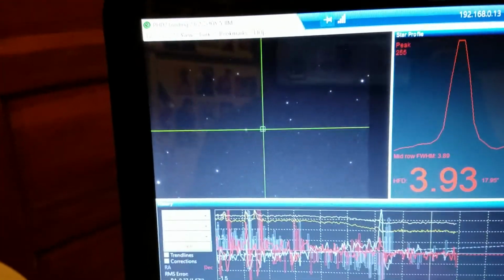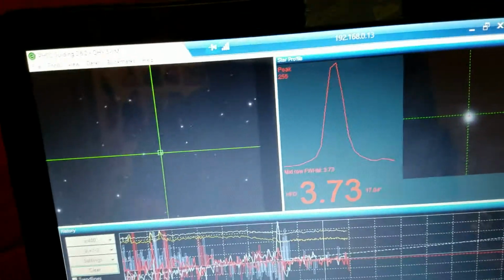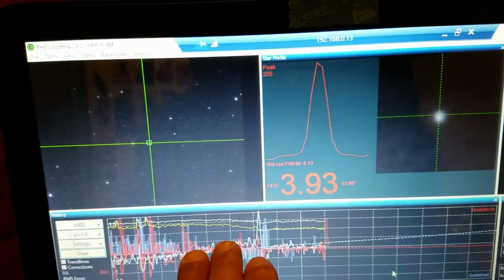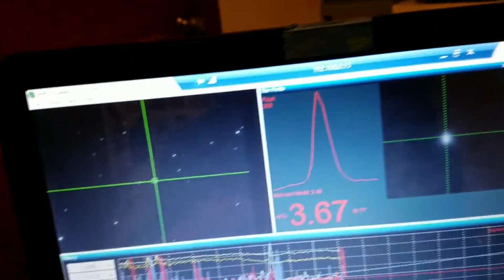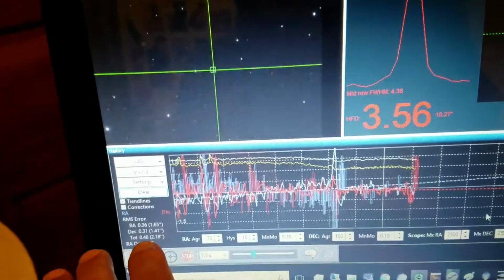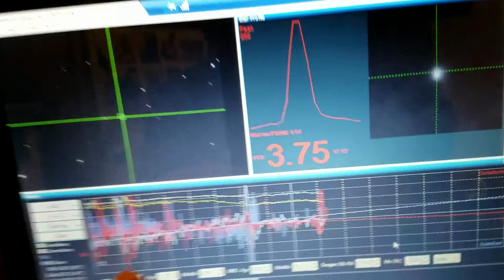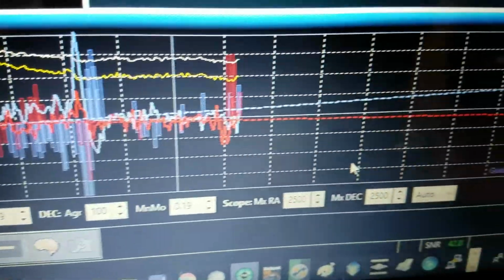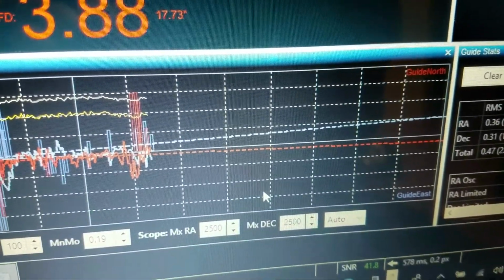Now, I'm using the trend lines here. And what that does, it gives me the visibility of my clear sky. So the higher the graph in the white and yellow, that tells me my skies are clear. It also relates to star magnitude. But here you'll see that my Dec is red and RA is blue. So as you can see right there, these are my settings. I got a straight line all the way through, so my Dec is looking great.